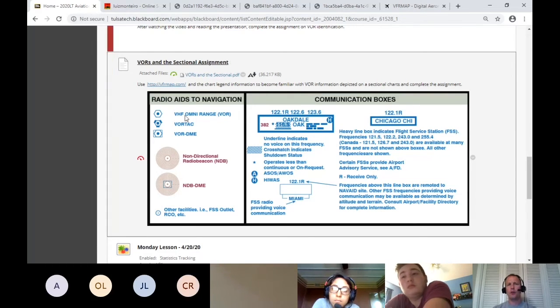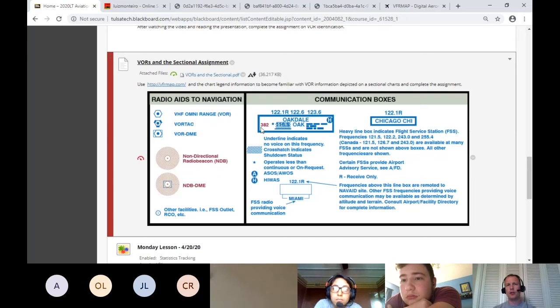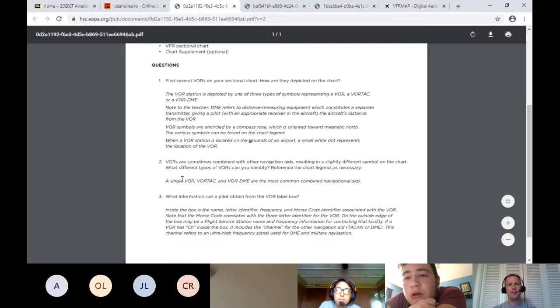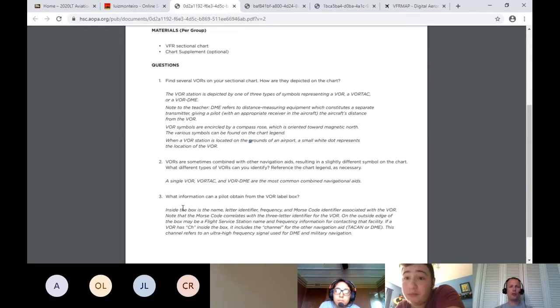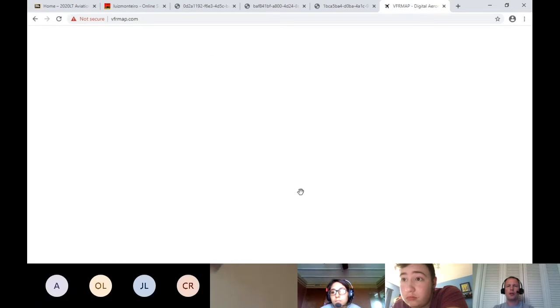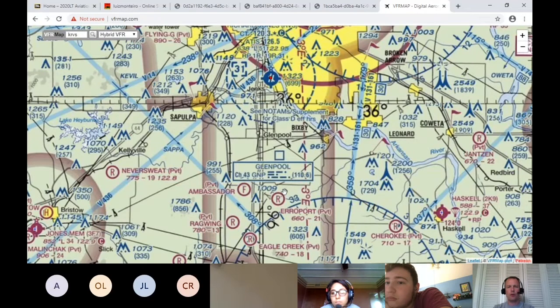So after you look at the individual stations, the assignment says on question 3, what other information could you obtain from the VOR label box? That box is going to have the name of the station. It's going to have the identifier in Morse code. And that's kind of important when you look at these VORs. If we look down here at the Okmulgee VOR, inside that box, it'll have the frequency that you'd put in your radio to use it.